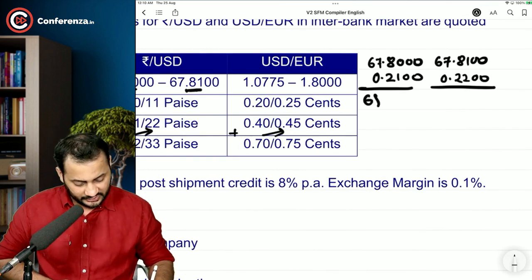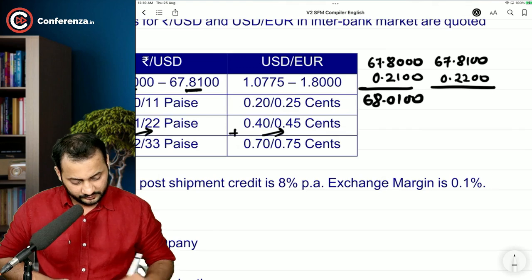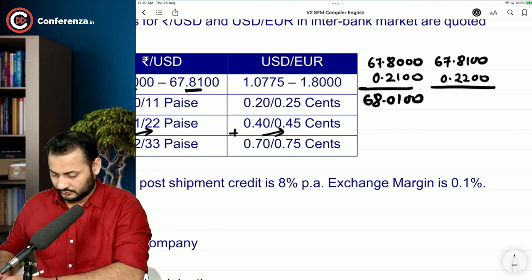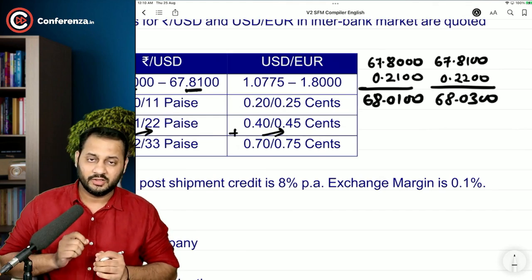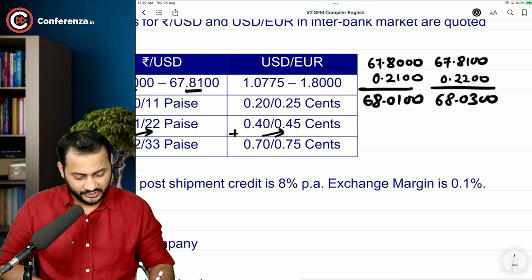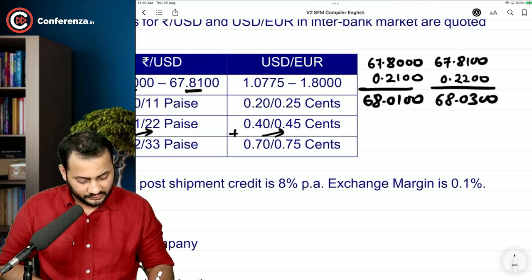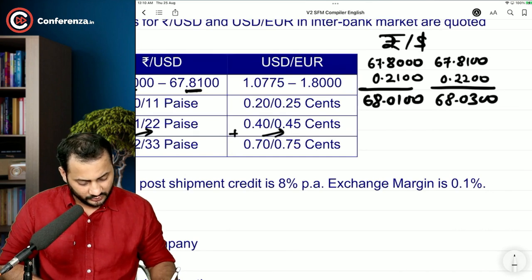So this is 68.01, 68.0300. One thing. Another point is with the USD euro. So this is rupee per dollar. Now let's do the same for dollar per euro.